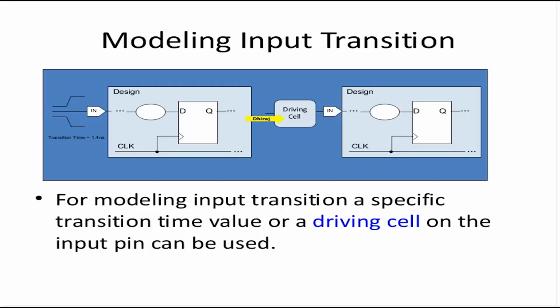For the second case, we can tell Design Compiler that I am expecting my input to be driven by this cell. In that case, DC will use the timing characteristics of this cell. So even if the input transition here is 0, there will be some transition at the input. Why? Because we told DC that there is a driving cell here.